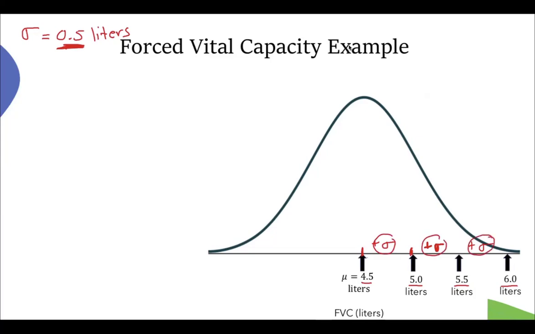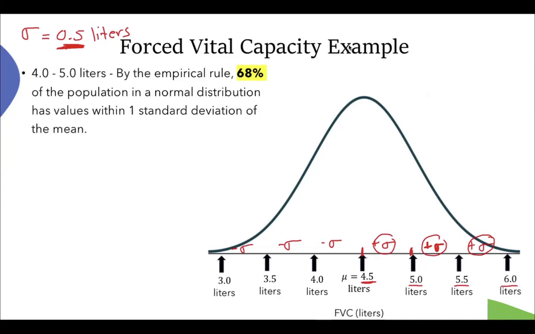Let's look at the left side of the bell curve where we start in the center with 4.5, but now let's subtract a standard deviation. So subtracting 0.5 gives us 4.0, minus 0.5 again gives us 3.5, and minus 0.5 again gives us 3.0.